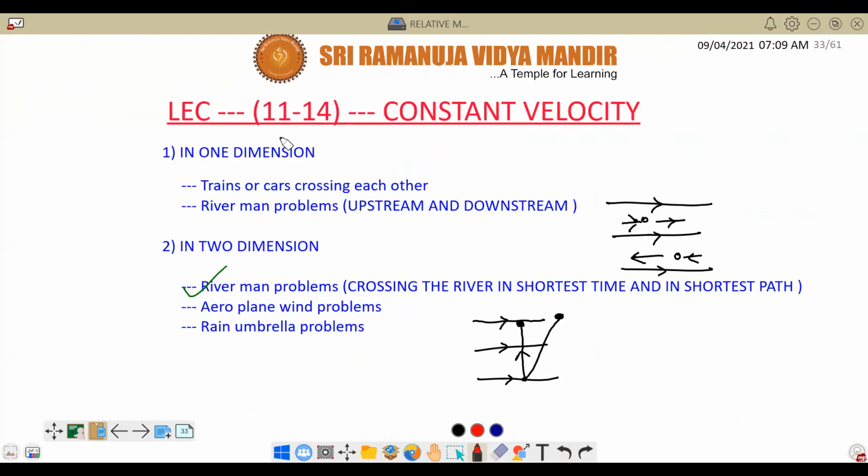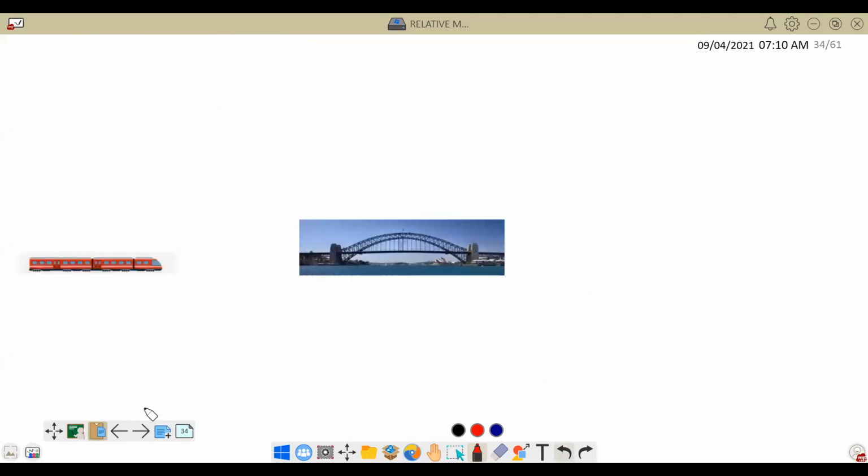See here, constant velocity in one dimension: trains or cars crossing each other, riverman problems. Here there are two models. One is upstream and downstream, that is one dimension. The next one is riverman problems, crossing the river in the shortest time and shortest path, which is two dimension. Aeroplane wind problems and rain umbrella problems all come under two dimension. So by riverman problems in upstream and downstream, we will complete one dimension. Let's begin today with constant velocity. There's no theory as such, so let's begin directly with the problem.